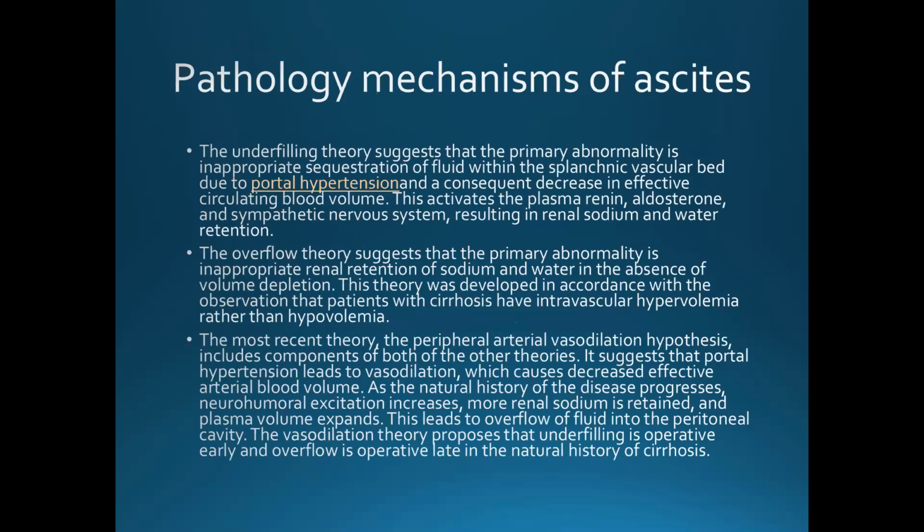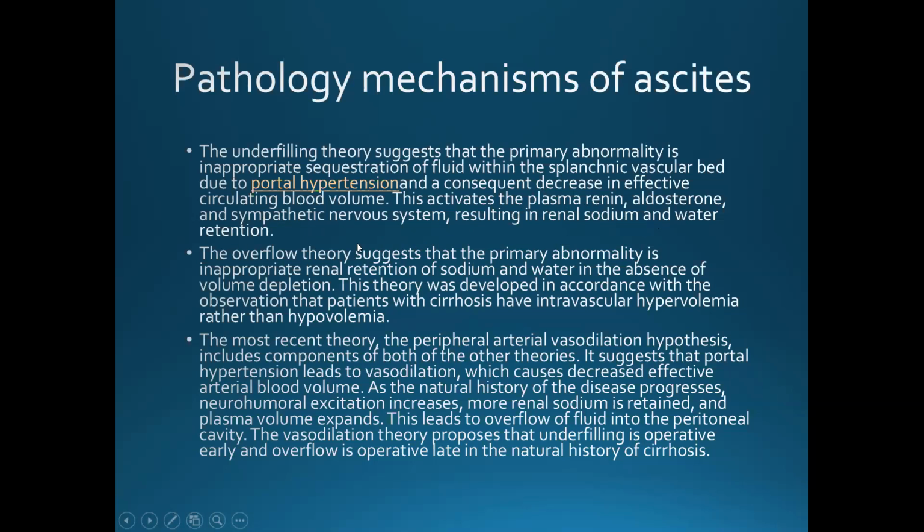Number two is going to be, again, also courtesy of Robbins, the pathologic mechanism of ascites. There are at least three theories. None of them is accepted 100%, and a lot of people believe it's a combination of all of the above. There is the underfilling theory. In this one, there is sequestration of fluid in the splanchnic vasculature. As a result of that, there is decreased effective circulating blood volume, which is going to activate the plasma renin, the aldosterone, and the sympathetic nervous system, resulting in renal sodium and water retention and ascites formation.